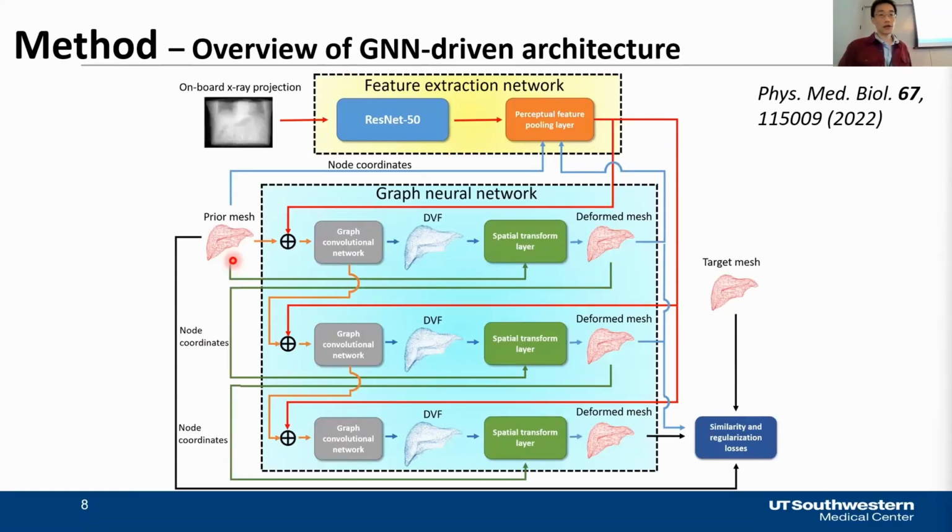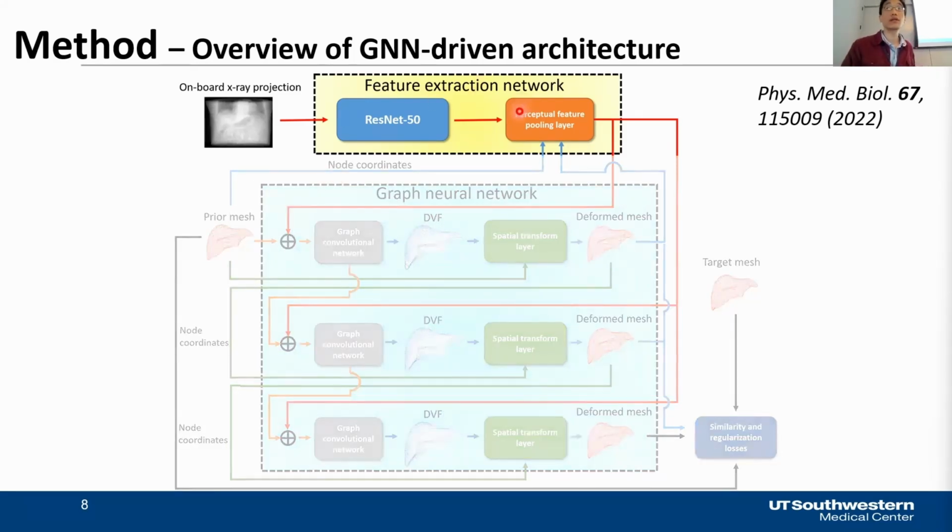These slides give an overview of the graph neural network architecture. It looks like a busy slide. However, the network can be divided into two subnetworks. The first subnetwork is the feature extraction network that will extract features from an onboard X-ray projection. This subnetwork contains a backbone network for feature extraction, and the extracted features will be pooled by the perceptual pooling layer. Here we use the ResNet-50 as the backbone.